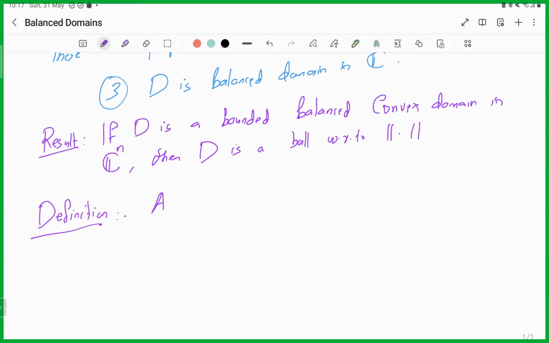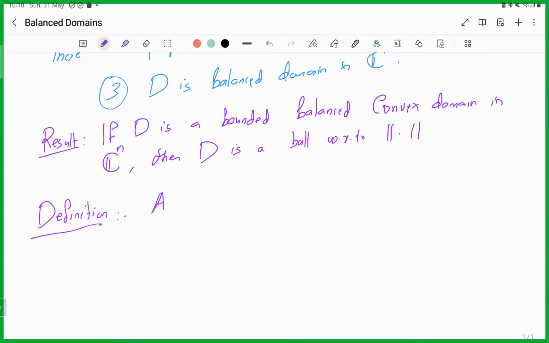Okay. I am mainly focused not only on norms actually, I am mainly focused on balanced domains. The main question is, suppose we have a domain D. Is D a ball with respect to some norm? How to check that? Given a domain D, how to check that D is a ball with respect to some norm? That is the crucial thing I want to explore actually.